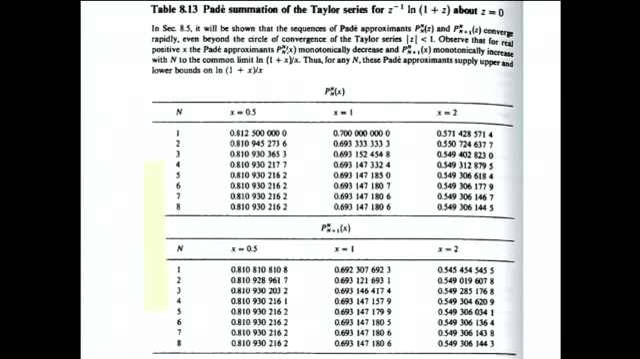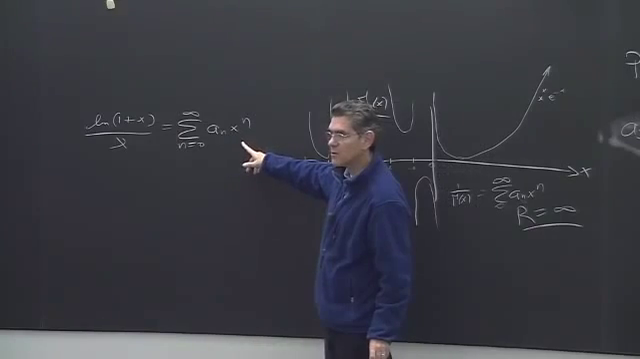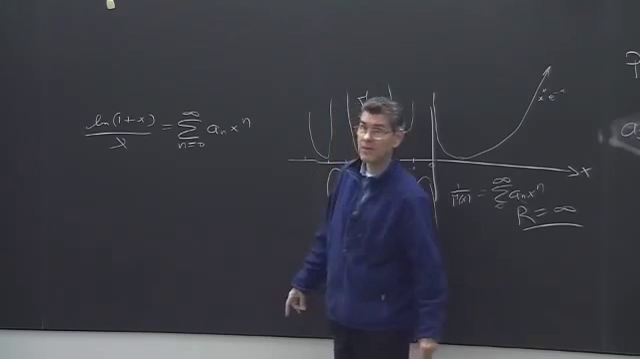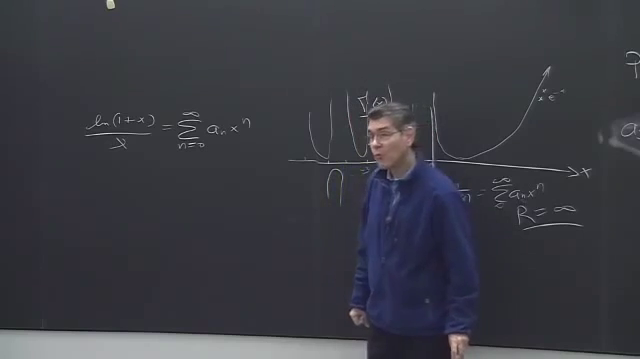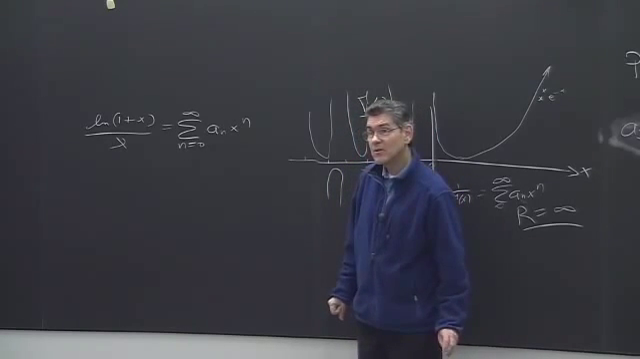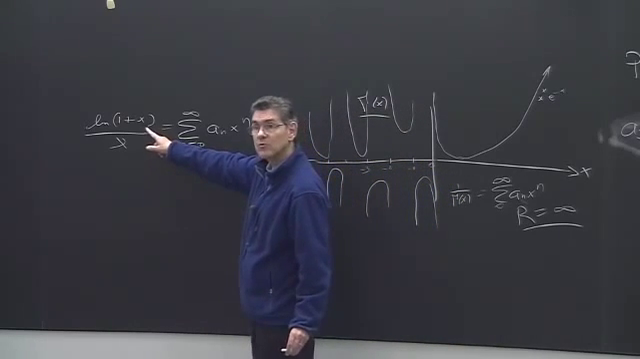What is the radius if I expand this into a series of the form a sub n x to the n? Can anybody tell me the radius of convergence of this series, in powers of x? Say it again? 1. You're right. Thank you. Very good. Why is that? Why is the radius of convergence 1? That's right. There's a singularity at x equals minus 1.